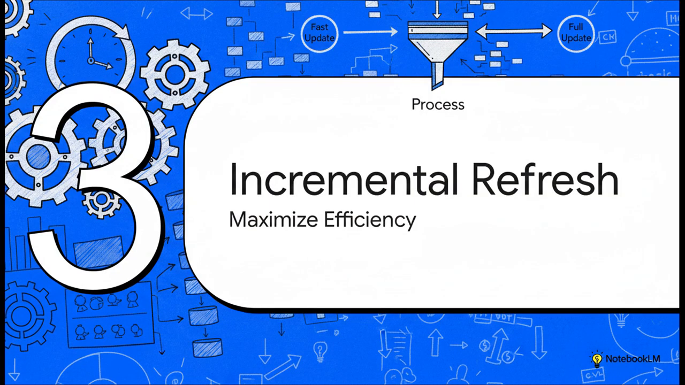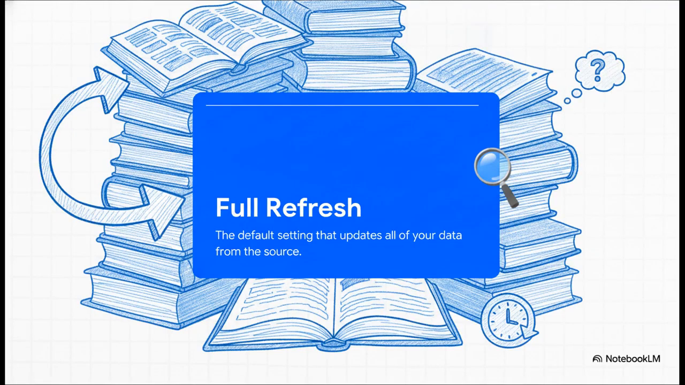And that brings us to Section 3, the incremental refresh advantage. Now, the absolute insider secret to optimizing your resources is understanding the default behavior here. By default, your scheduled updates are set to what is called a full refresh. This means it updates all of your data from the source. Think of it like this. Imagine you're reading a massive, multi-volume encyclopedia. A full refresh is the equivalent of basically rereading that massive book from chapter 1 every single day just to see if a single new paragraph was added at the very end. I mean, sure, it works, but it's incredibly inefficient.